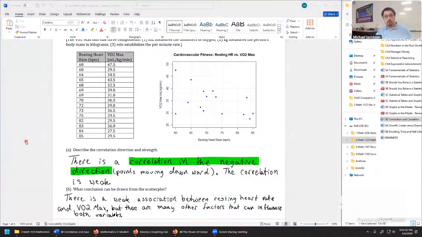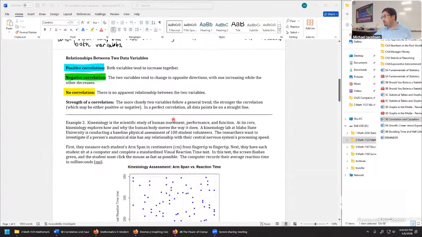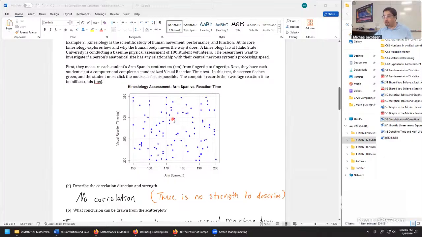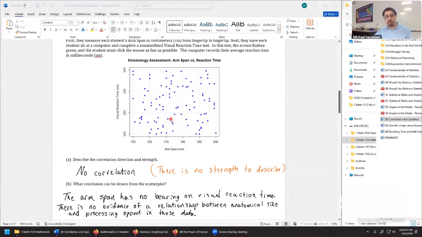And just for a quick recap of what we were doing, we were looking to determine whether data were correlated, and if they're correlated, if the correlation is going to be positive or negative. A graph like this one would mean that there's no correlation whatsoever between the variables. And that's why we said in the conclusion here for part B that arm span, this horizontal quantitative variable, has no bearing on visual reaction time, the vertical quantitative variable, whatsoever. As one changes, the visual reaction time changes as well, but randomly. It doesn't have any particular direction to the data.